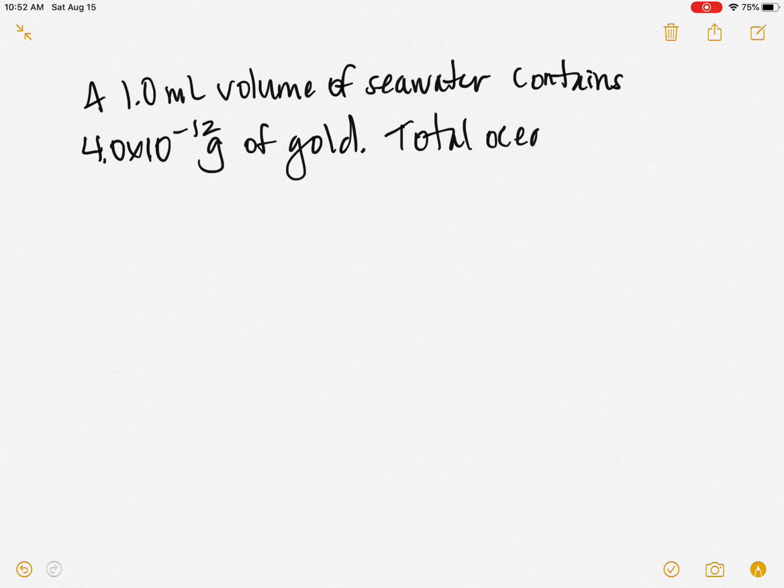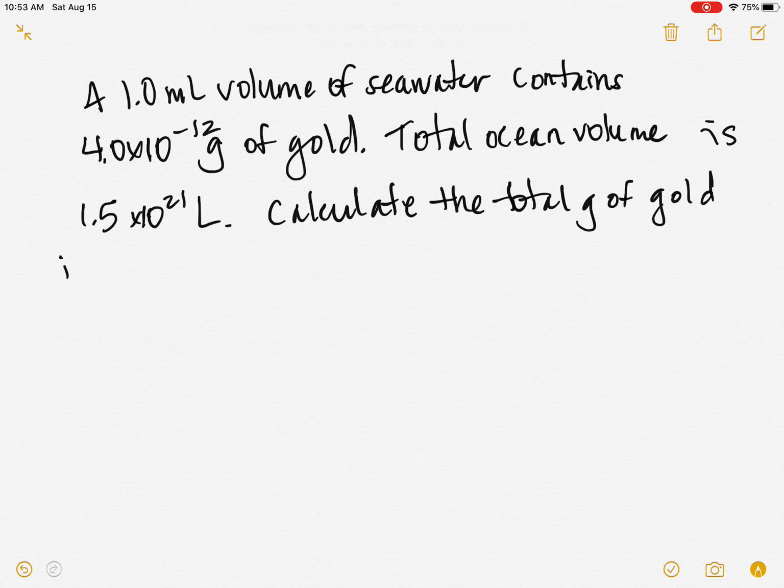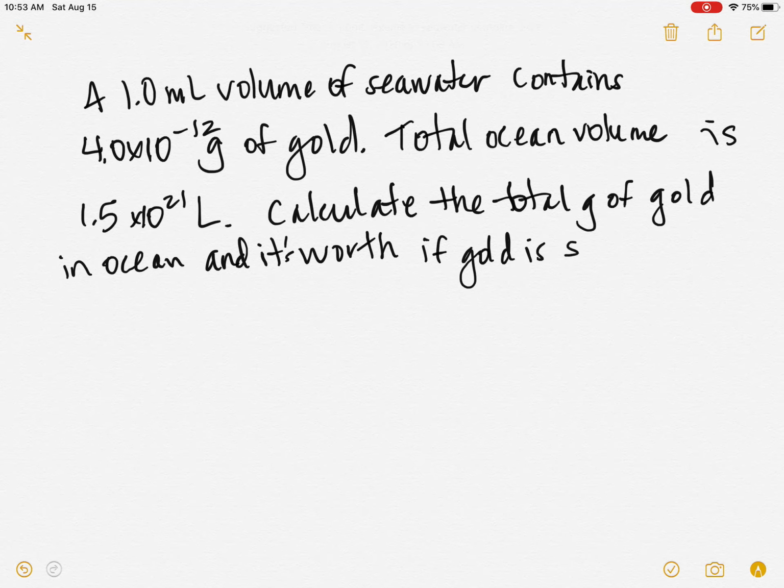The total ocean volume, so the volume of the water in all the oceans, is 1.5 times 10 to the 21st liter. That's a lot of water. So this problem wants you to calculate the total grams of gold in the ocean and its worth if gold is $350 per ounce.